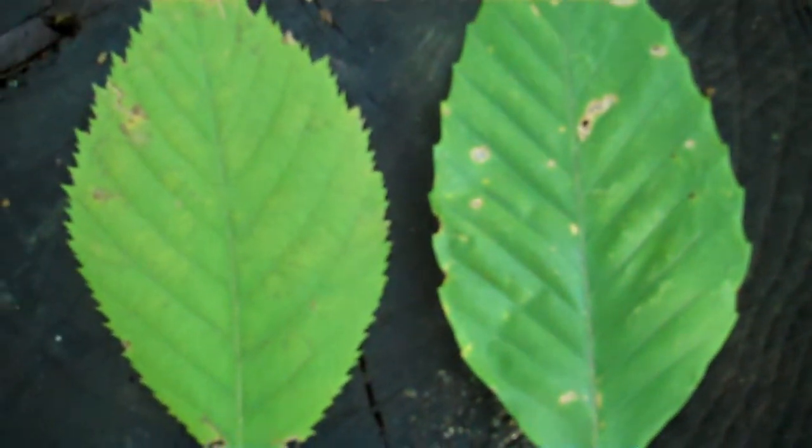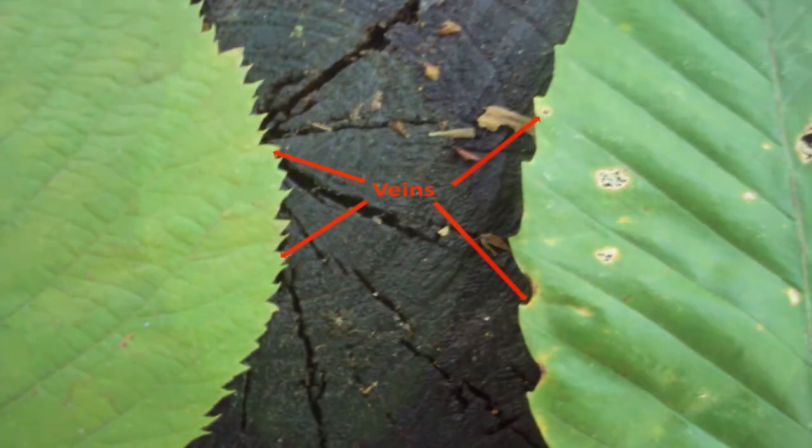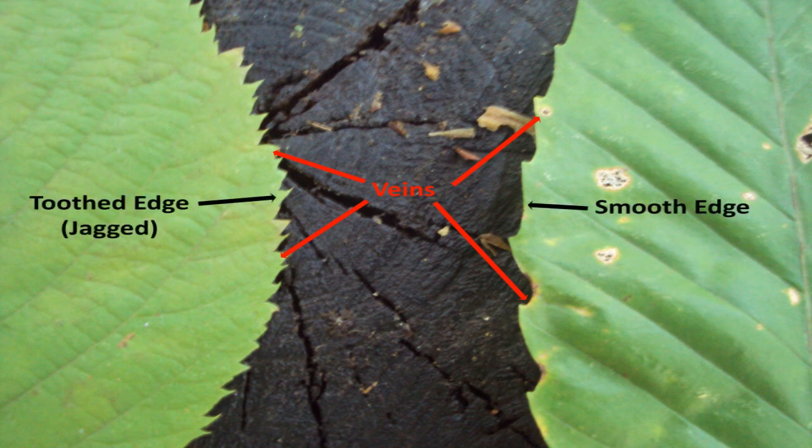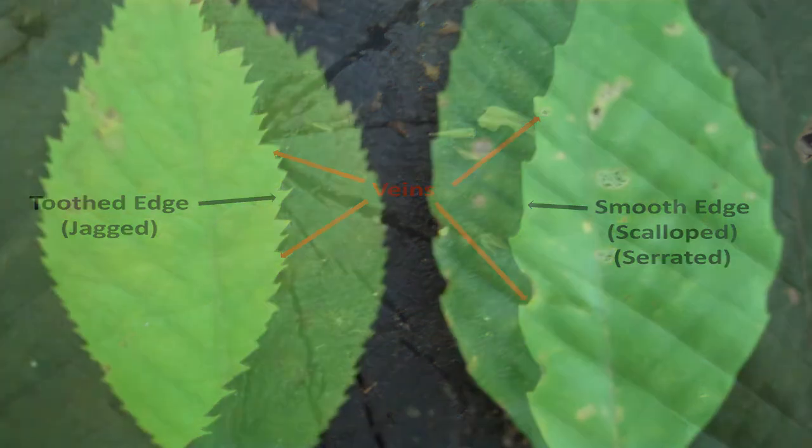With the birch tree, the veins again go all the way to the edge of the leaf, but if you look between the veins, the edge is very jagged and toothed. So we would call this a toothed edge, whereas this we might call a scalloped edge or a serrated edge. The big difference being between the veins on the beech, it's smooth, and between the veins on the birch, it's quite jagged and toothed.